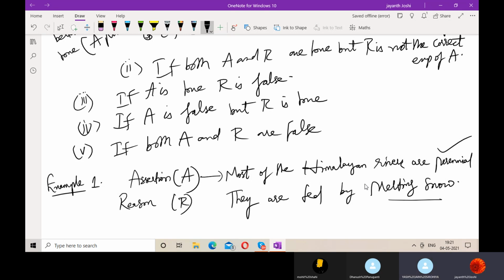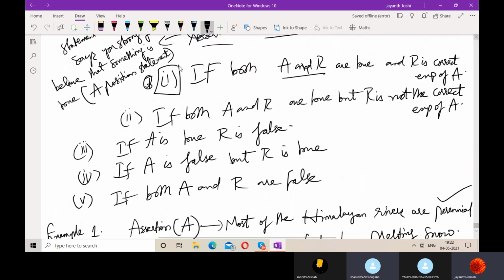Because they fall from the glaciers, and glaciers in winter, you know, 6 to 7, 8 months, because it is very cold in the mountains. So the glacier is there for the entire year, and in summer when it melts, you get to see the water. Even in winter the sun's heat would be heating the snow, so the snow is continuously melting and you see continuous water flowing. That's the reason why I can say assertion and reason both are true, and R is also the correct explanation of A.